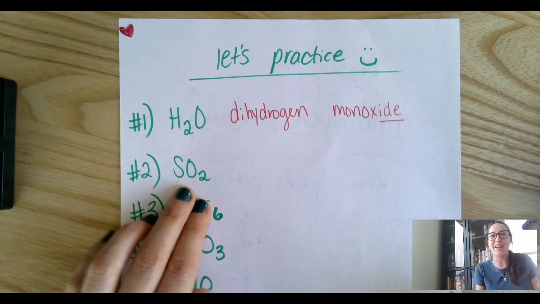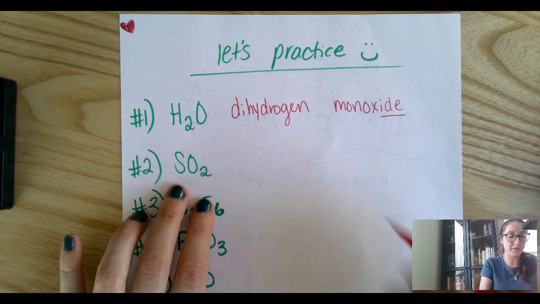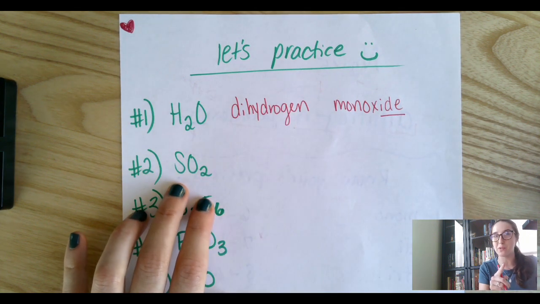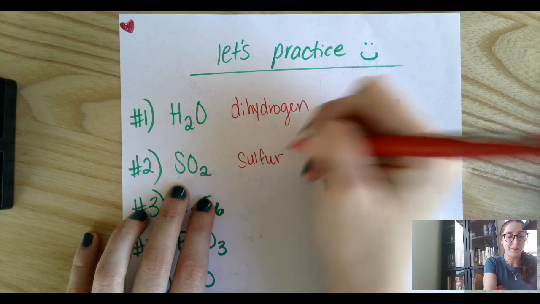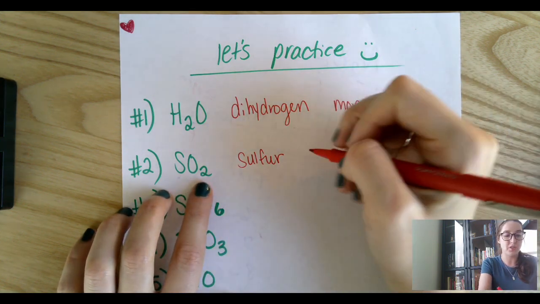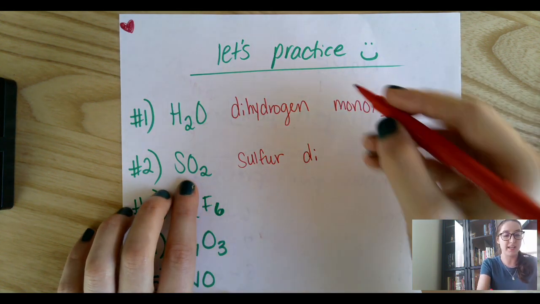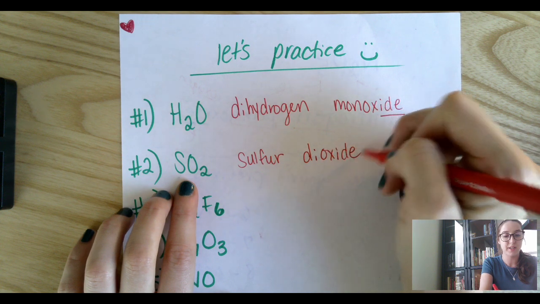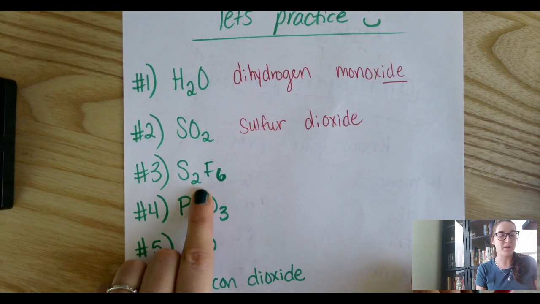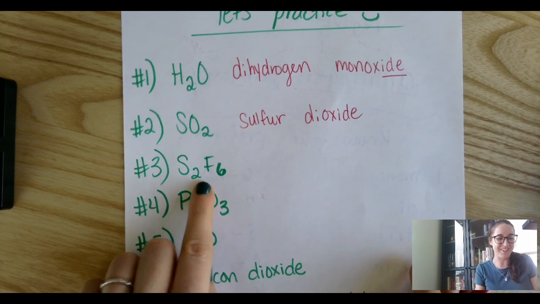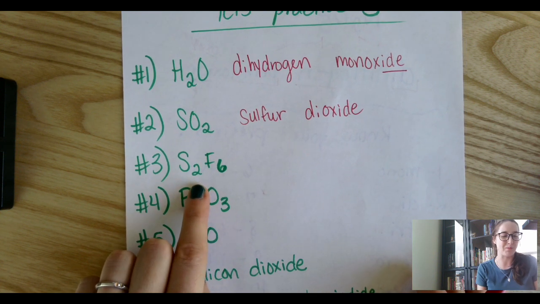Number 2, we have SO2. So I have a sulfur, and I have one of them, but do I say mono for the first element? No, you do not. So you are just going to write sulfur. And then I have 2 oxygens. 2, the prefix is di, and oxygen turns into oxide. There we go. So sulfur dioxide. These are always the ones where you sound super smart and fancy, right? It's a long word, a long name, and it sounds really fun.